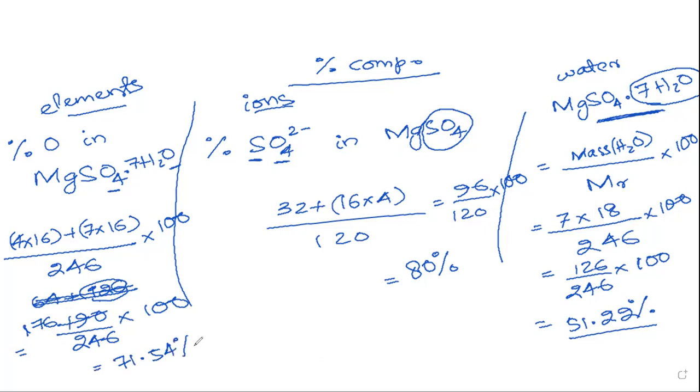71.54%. Okay. So I hope now you understand how to cater elements, ions, and water of crystallization as a part of percentage composition. Okay?